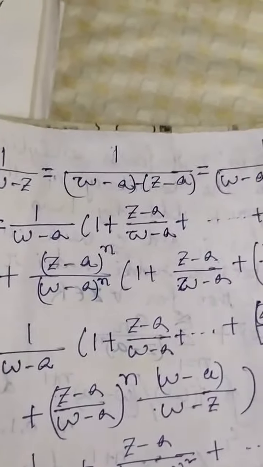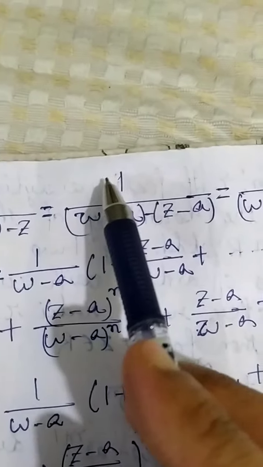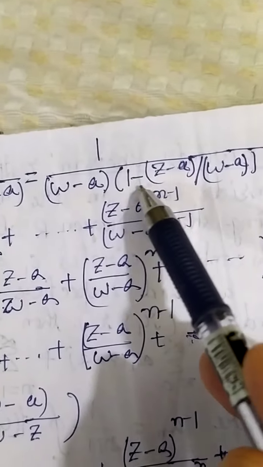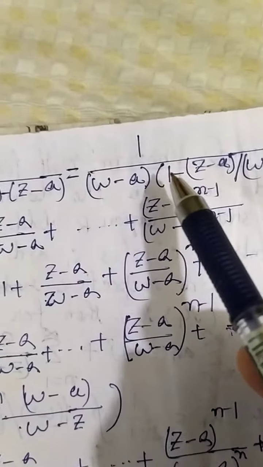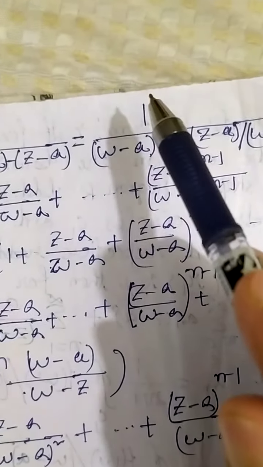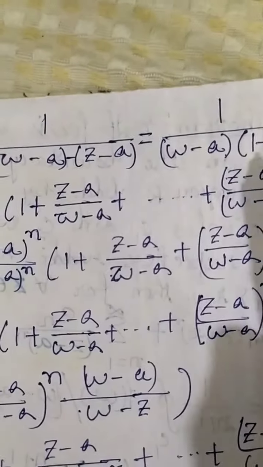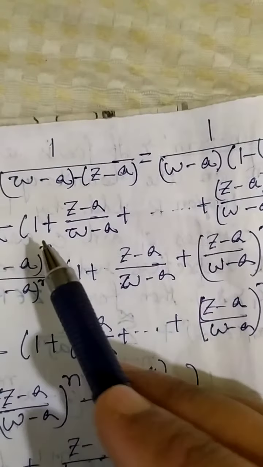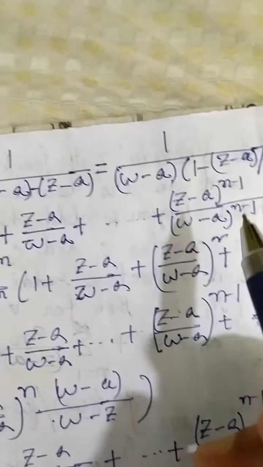So this is a very simple observation. You just observe 1 by w minus z. So this can be written as this. Taking w minus a common, w minus a minus z minus a, w minus a common, 1 minus z minus a divided by w minus a. So you just remember the 1 by 1 minus z expansion. This is nothing but 1 plus z, 1 plus z square, something like that.